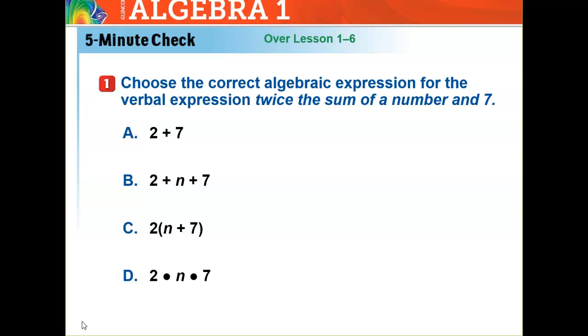So going back to lesson 1.6 and just reviewing what we previously talked about, it says choose the correct algebraic expression for the verbal expression twice the sum of a number and 7. So read through that one more time and then circle A, B, C, or D to which one you think matches.